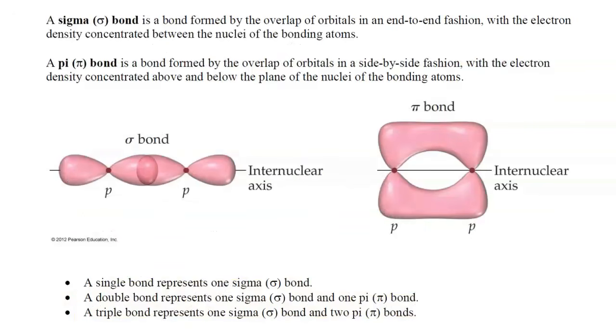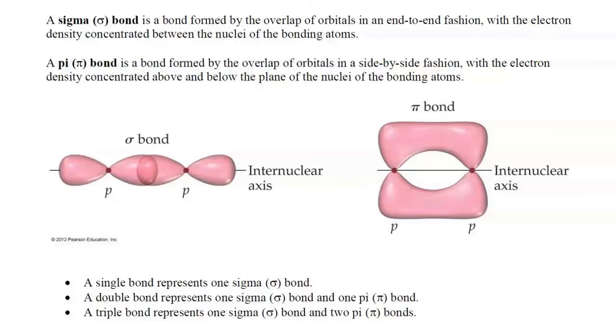So if you're confused about what exactly is the difference between a sigma bond and a pi bond, I'm going to explain it in a very general way, and then I will tell you exactly what you need to know and look for in a Lewis diagram or a structural formula of a molecule to count the number of sigma and pi bonds in a molecule.